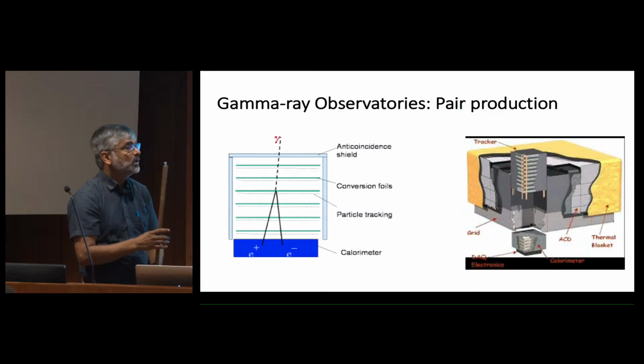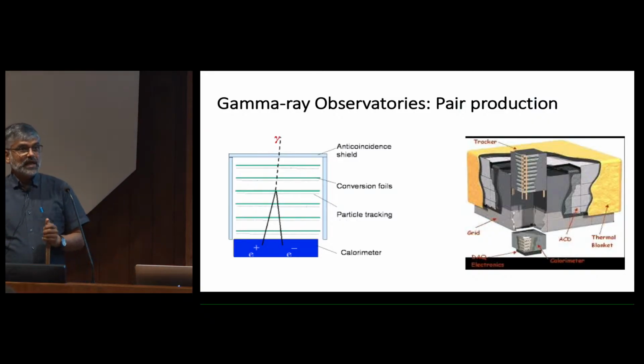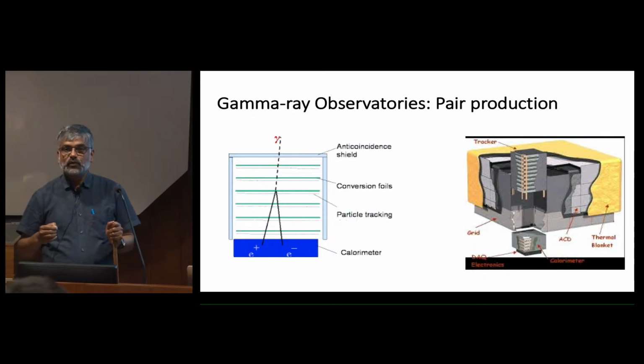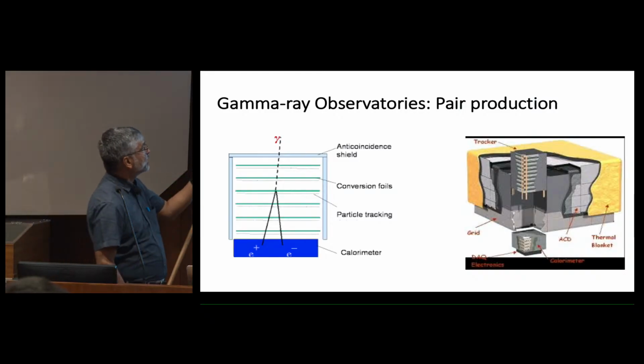Last slide is on, if you go to even higher energy, let us say a few tens of MeV onwards, then the incident photons will cause pair production. Pair production is the only mechanism. So, a pair production telescope could be like this.